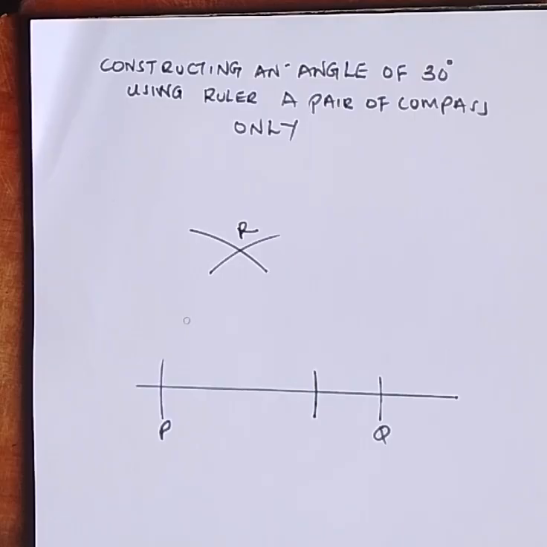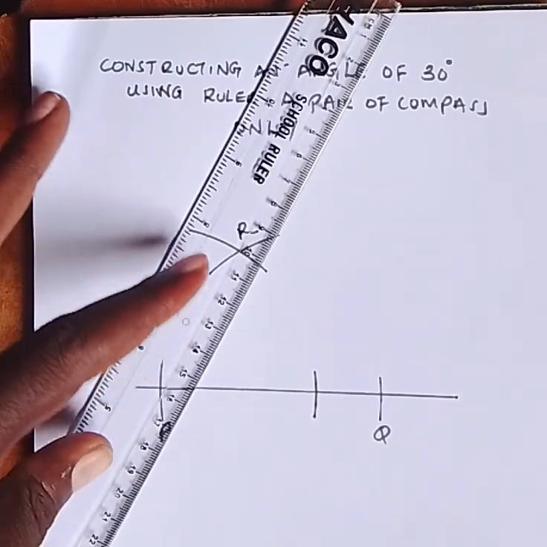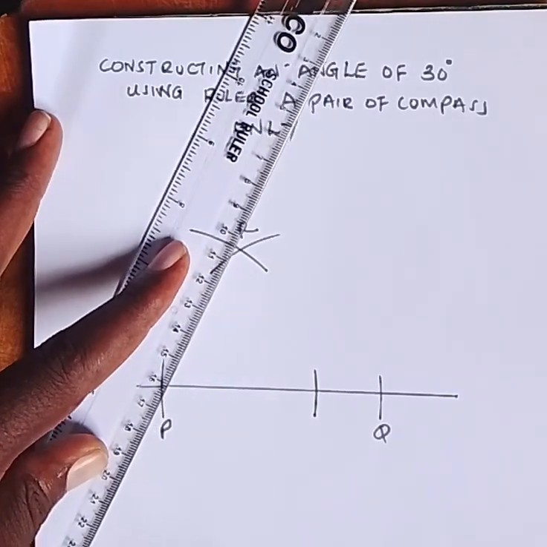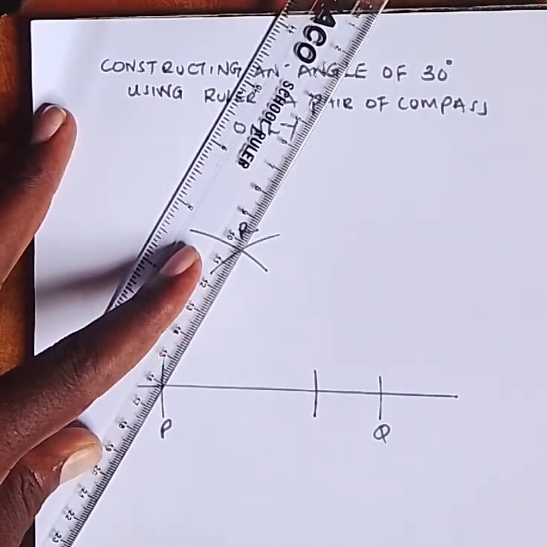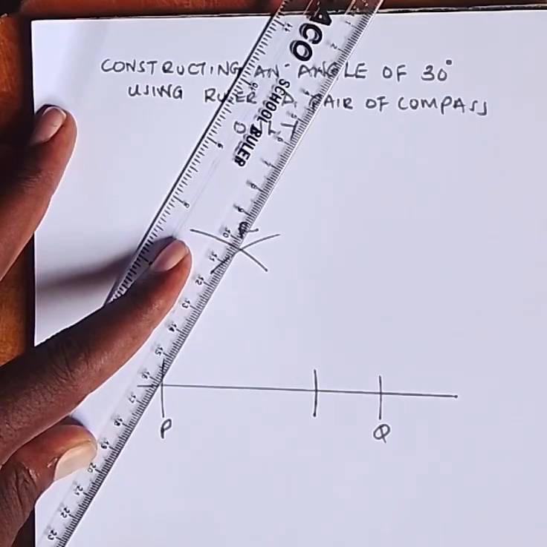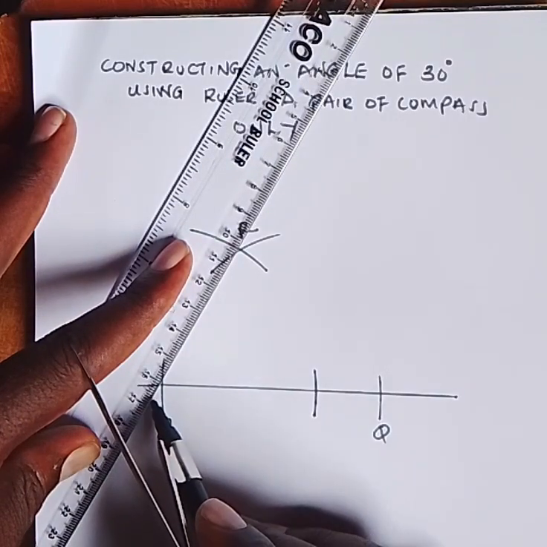So join P to R. Join P to R using a ruler.